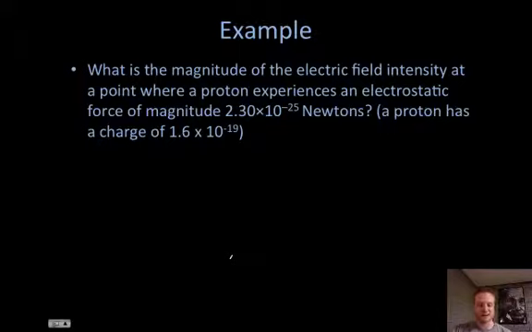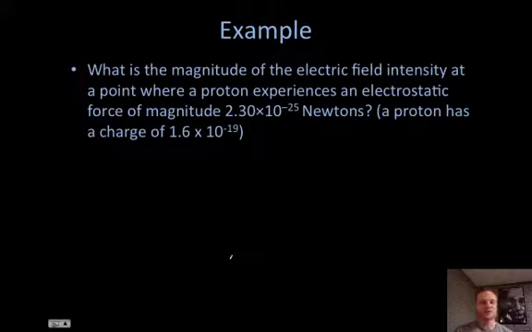So let's do an example problem real quickly here. What is the magnitude of the electric field intensity at a point where a proton experiences an electrostatic force of magnitude 2.3 times 10 to the negative 25th newtons? A proton has a charge of 1.6 times 10 to the negative 19th.